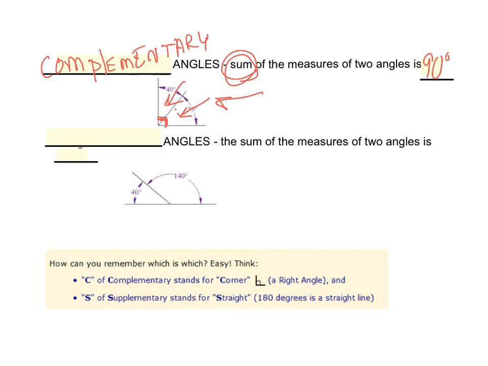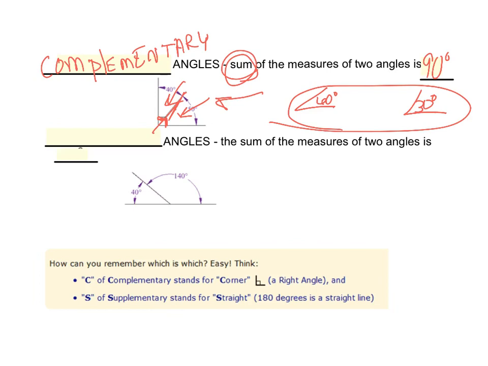These two are adjacent angles. We'll get to that terminology later, but it just means that they're side by side and they share an edge. But you could have two angles like this. This would be a 60-degree angle, then this would be a 30-degree angle. These are also complementary angles, and they're not adjacent. They're just two angles that are hanging out.